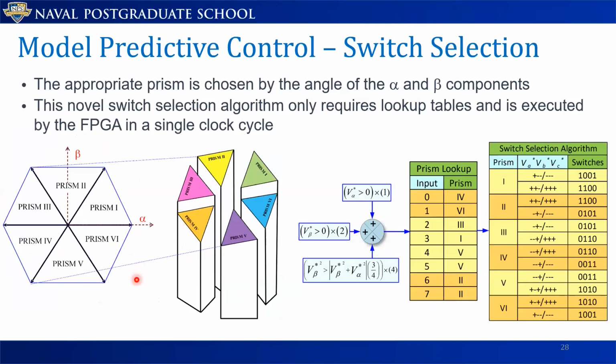What we're doing new here is that we have algorithms that require only simple equations and lookup tables, so that we can identify the location of the reference voltage in just 1 single clock cycle on the FPGA. And that's pretty powerful because it simplifies many things. We don't need to use the arctangent function that requires more computation.